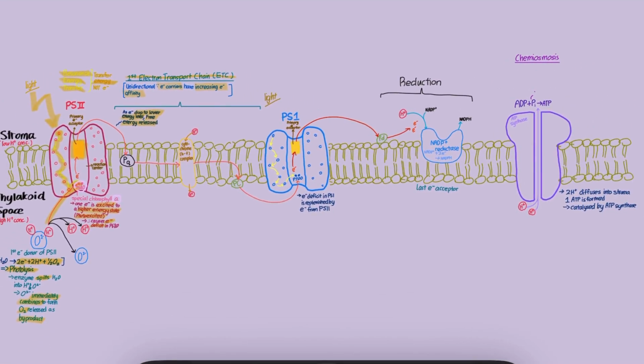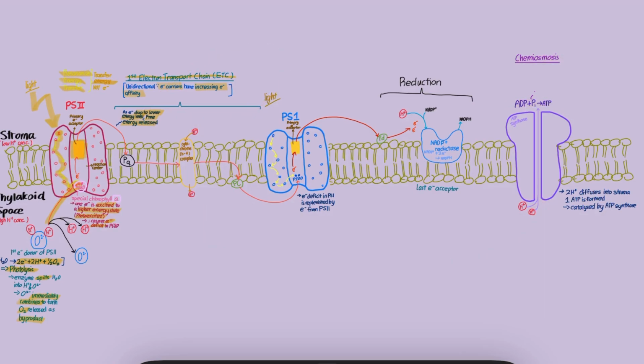The free energy is used to pump protons against their concentration gradient, from the stroma into the thylakoid lumen. The proton gradient is important for chemiosmosis, which is the process where energy stored in the proton gradient across a membrane is used to drive synthesis of ATP, in this case through photophosphorylation.